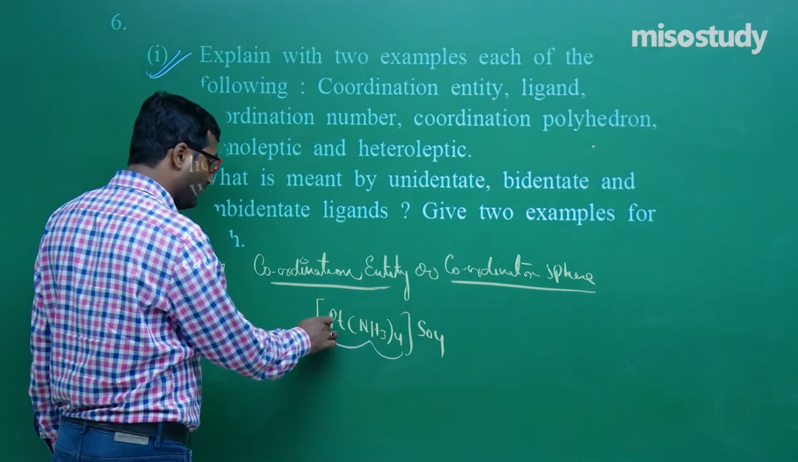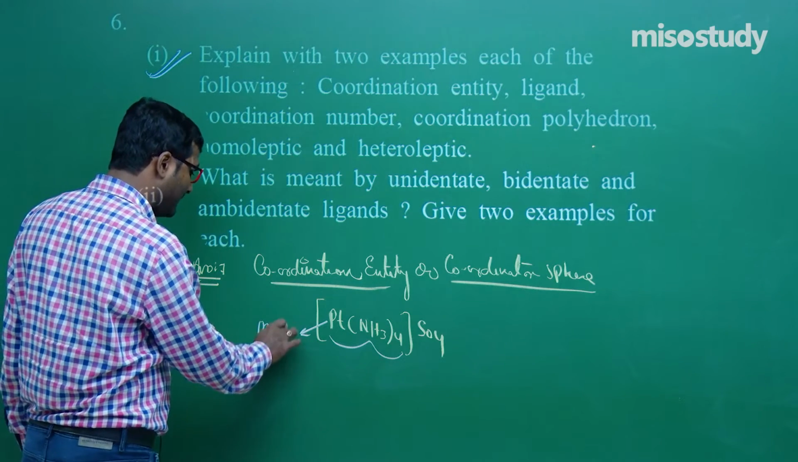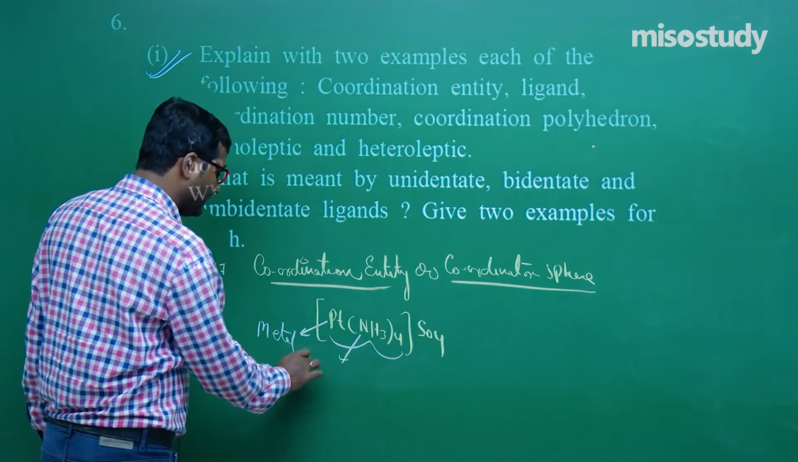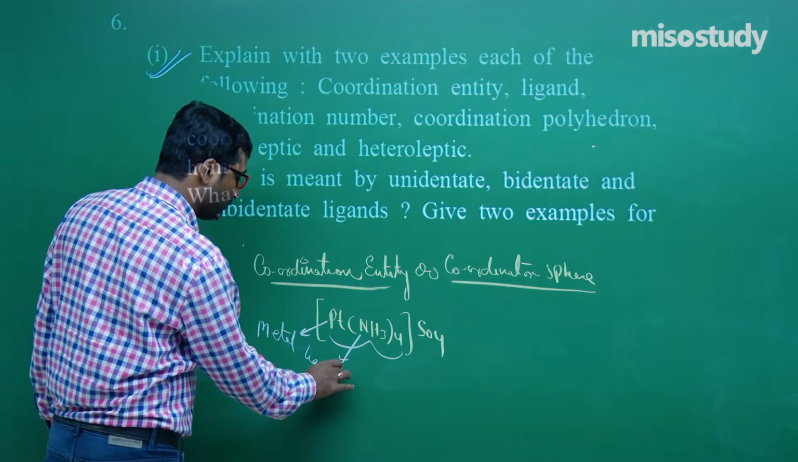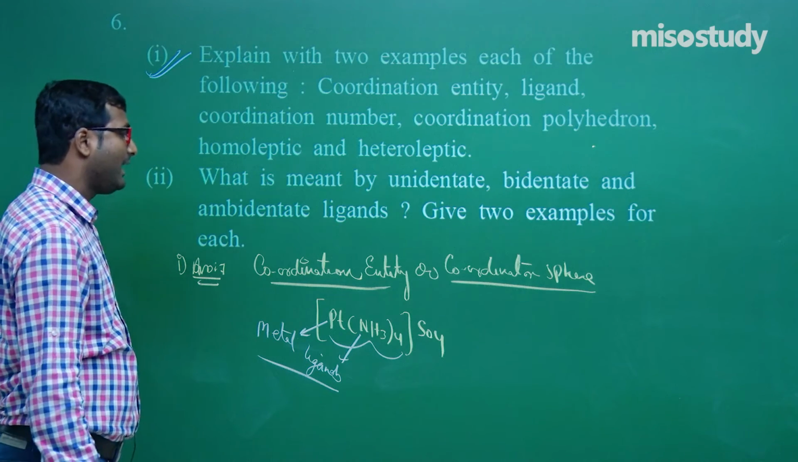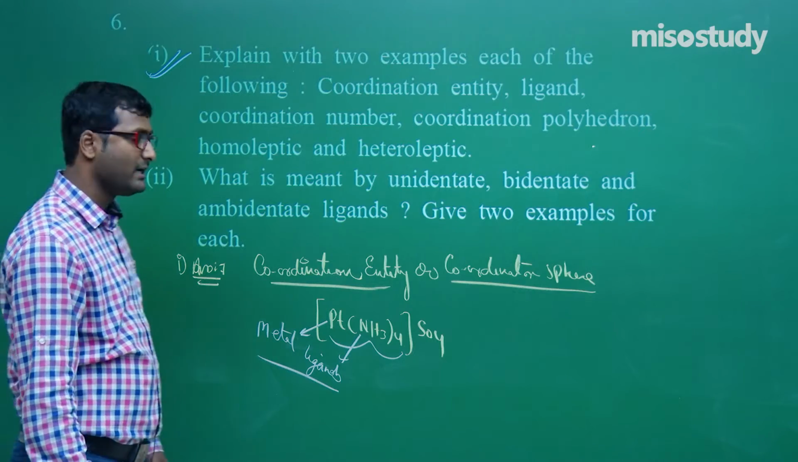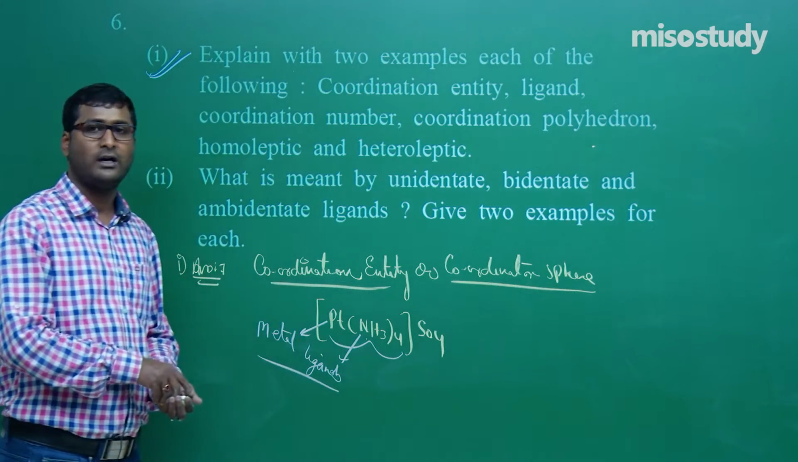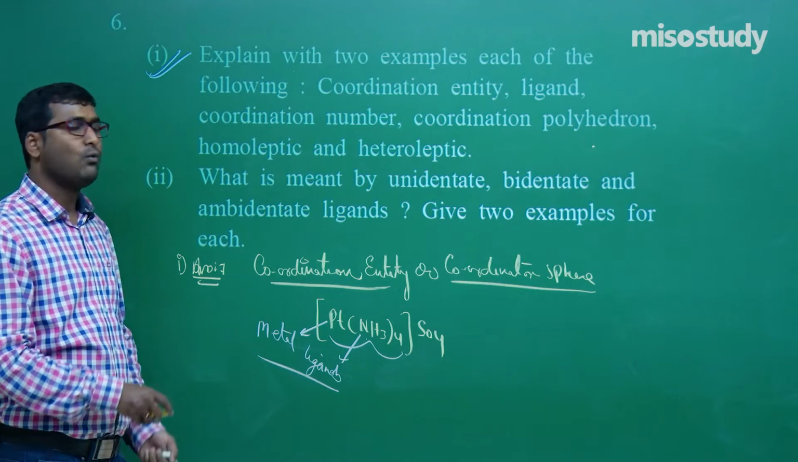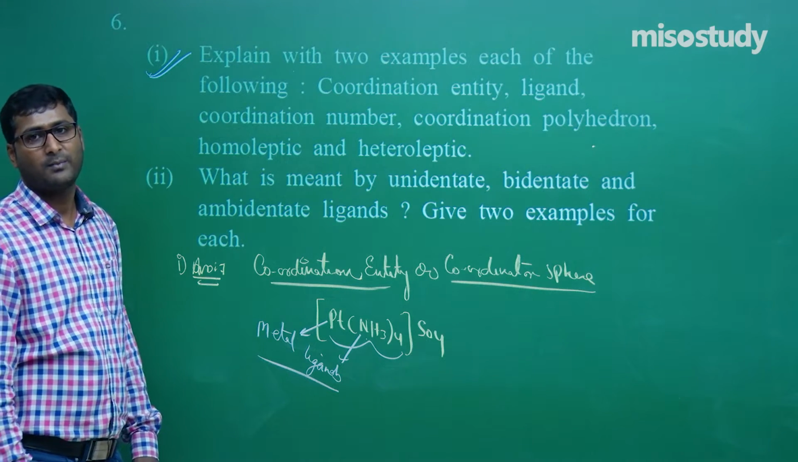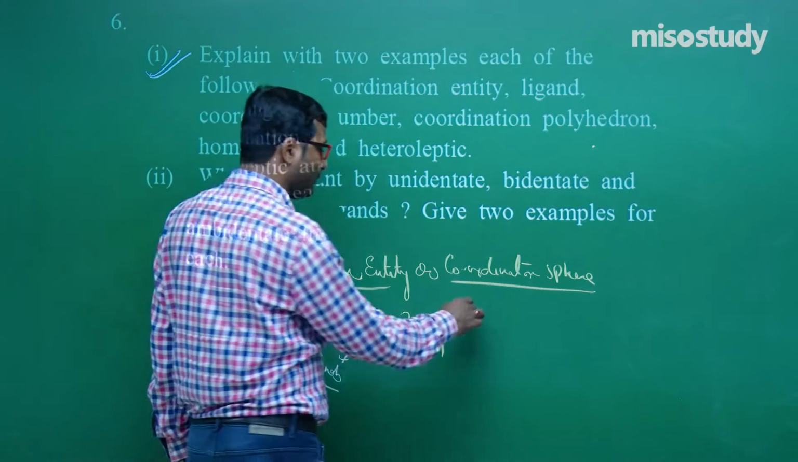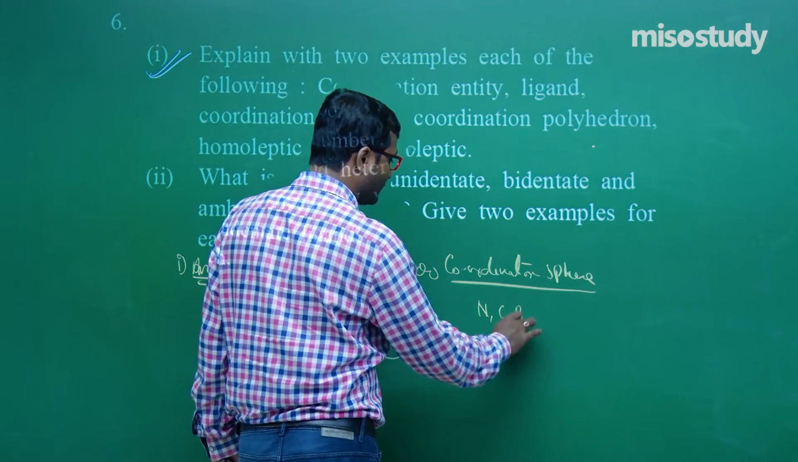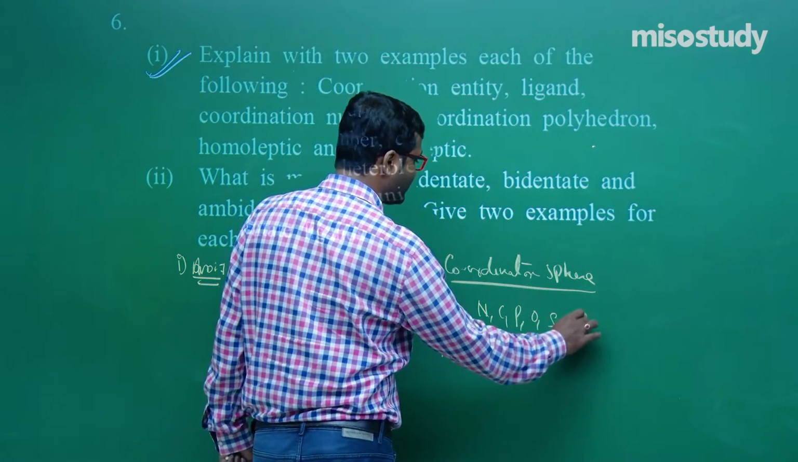The bracket in which there is a metal ion and the ligands present is known as the coordination sphere or coordination entity. What is a ligand? Ligands are those substances which contain at least one donor atom which has at least one lone pair of electrons. That is, molecules which contain nitrogen, carbon, phosphorus, oxygen, sulfur, etc.